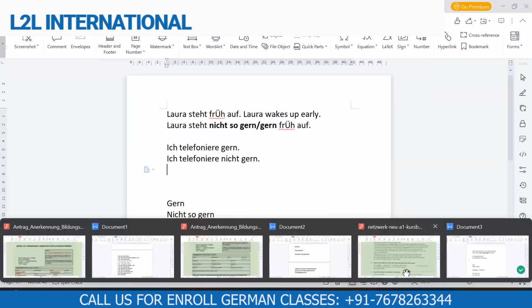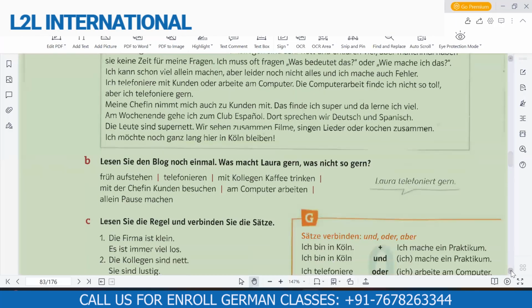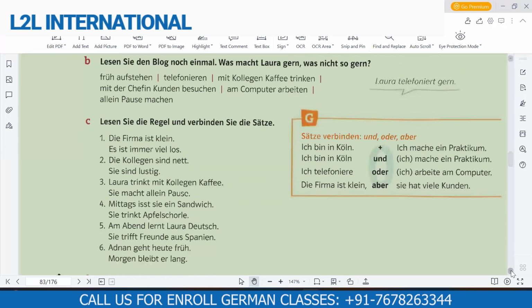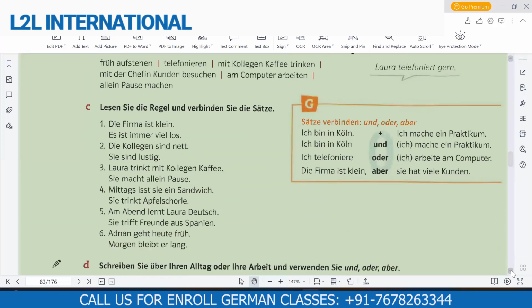So here in this particular thing, this is the thing you have to do. And then you have three words, three conjunctions: und, aber, and oder. So und is and, oder is or, and aber is but. So you know the meaning of these words. Sir, this is nothing new.